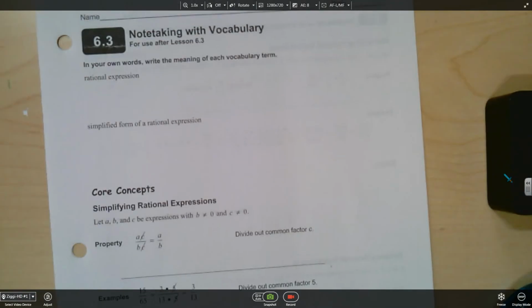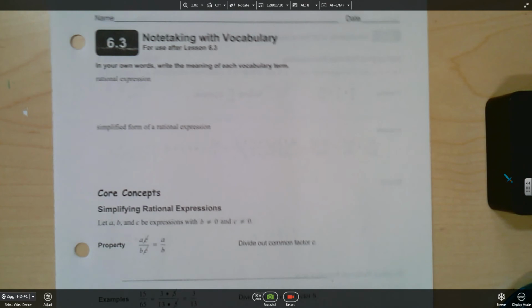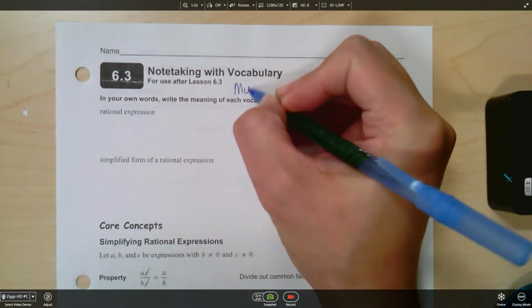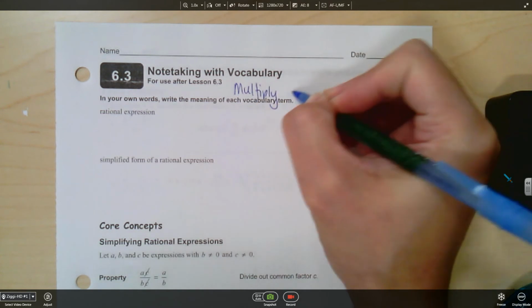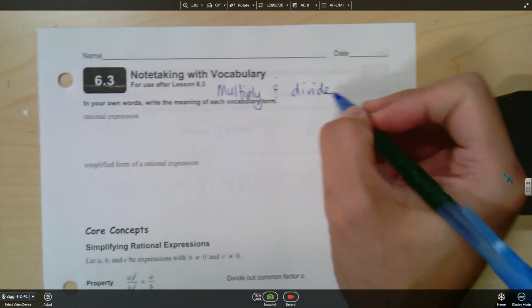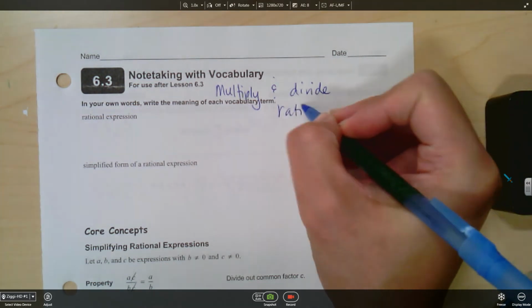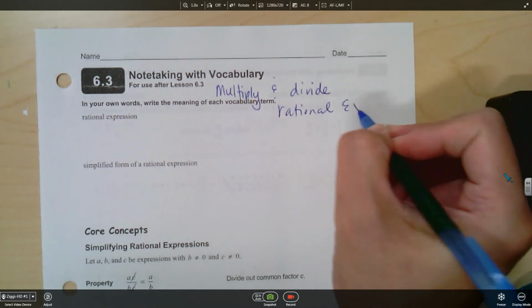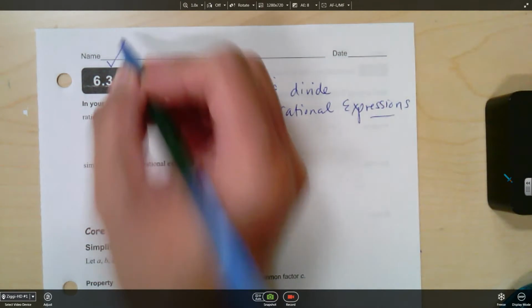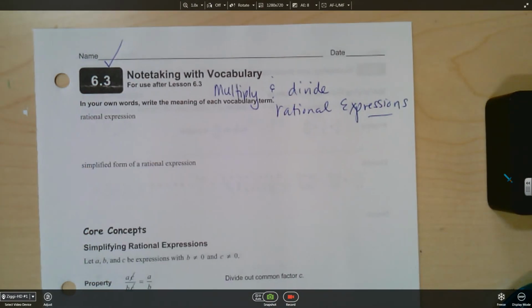All right. So in this section, 6.3, we're just going to multiply and divide rational expressions. So 6.3 is just how do you take two rational expressions and multiply them.